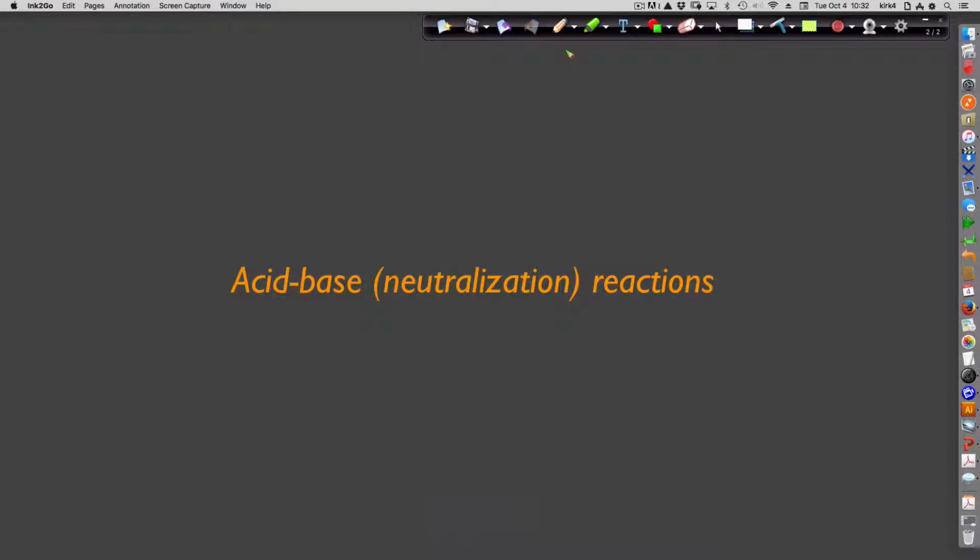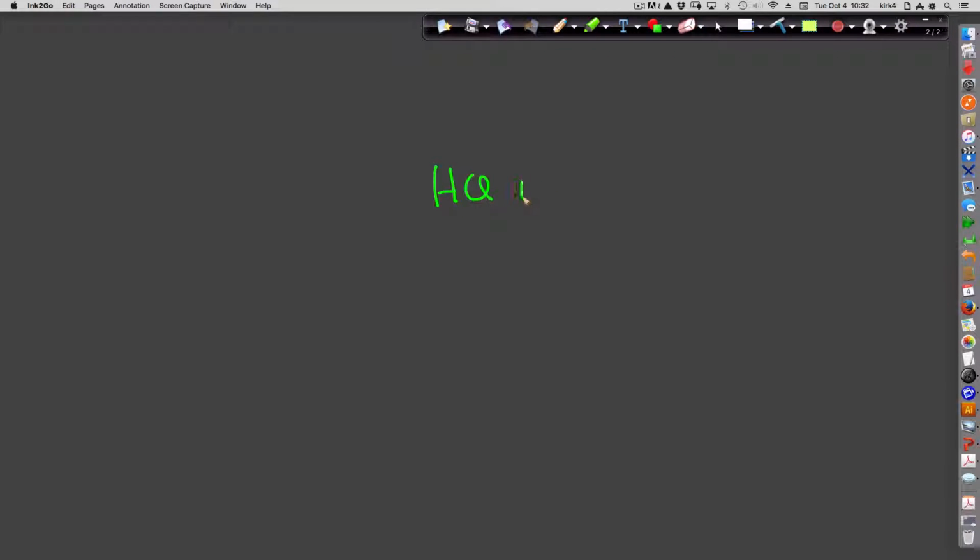Let us now take up the subject of acid-base reactions. These are special double displacement reactions, and I'll just illustrate one right quick. The reaction of HCl, hydrochloric acid, a strong acid, and sodium hydroxide, a strong base. The double displacement is clearly seen. The proton of the acid interacts with the hydroxide of the base, and also we have the sodium interacting with the chloride here to give you sodium chloride and water.